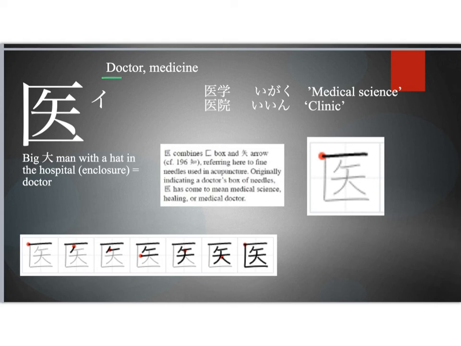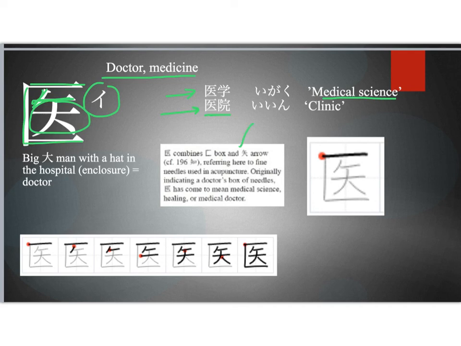This kanji means doctor or medicine, and it's read I. You find it in things like isha, meaning doctor, but also igaku, medical science or the study of medical science. Iin can mean clinic. I think of this one as, we have big in here, and that person has a hat. So we've seen this previously in Kazoku no Zoku. And the enclosure here then is the hospital. Okay, so here's the hospital.